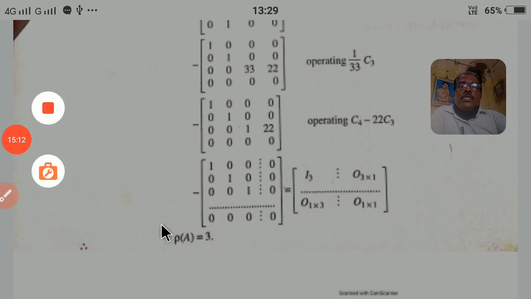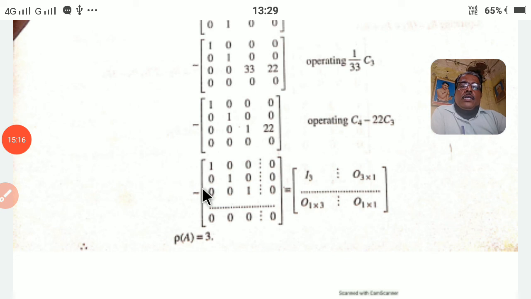So these are the problems we solve by using elementary row transformations, and we find the rank of the matrix. So with this I conclude this class, and we will take up the next topic in the next class.